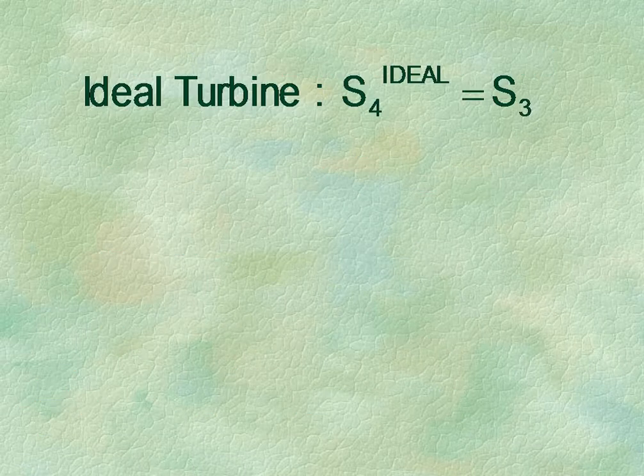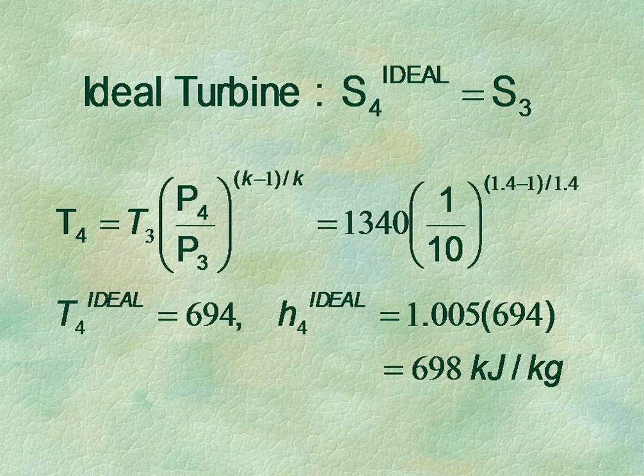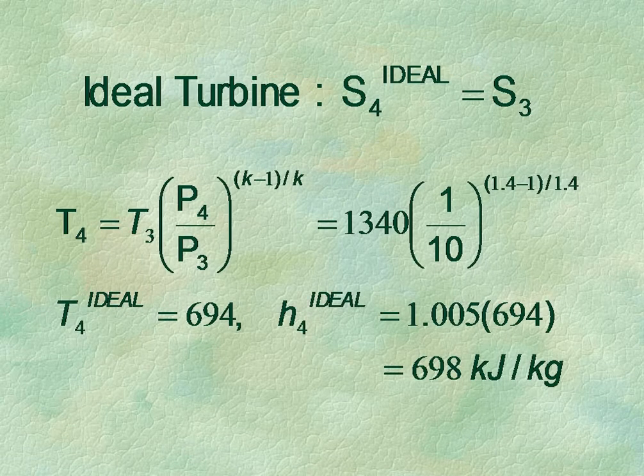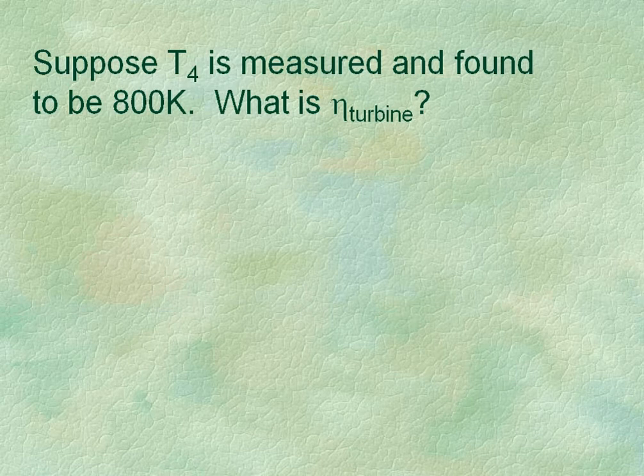The ideal turbine, S4 ideal equals S3. Similar calculations there, and we wind up with our ideal temperature and ideal enthalpy leaving the turbine. So suppose we found T4 to be 800. Let me go back one. T4 was 694. And usually in the non-ideal it's hotter, and in this case that's true.